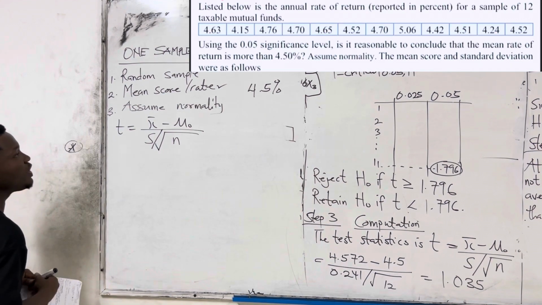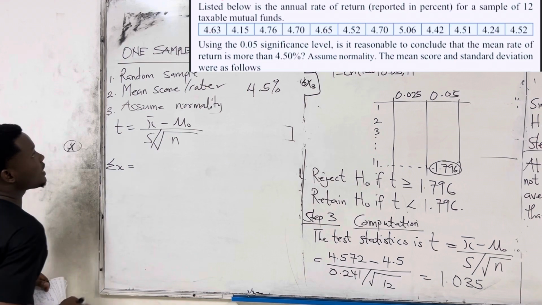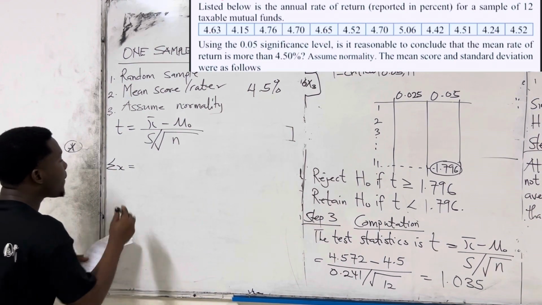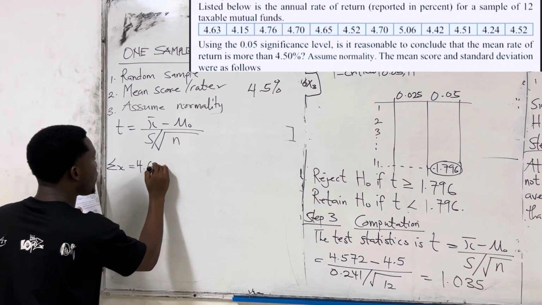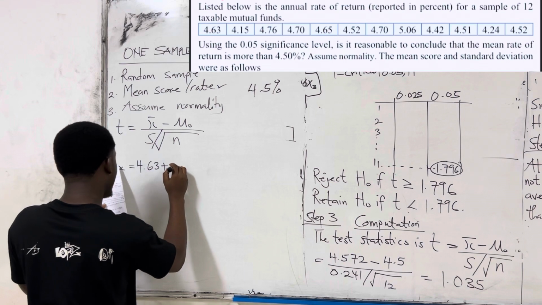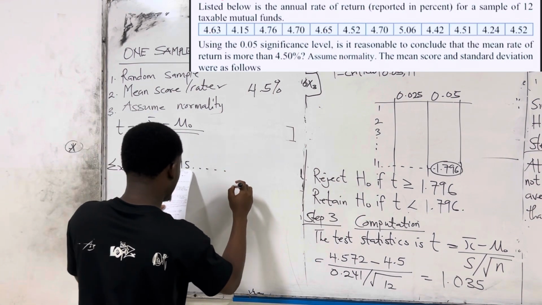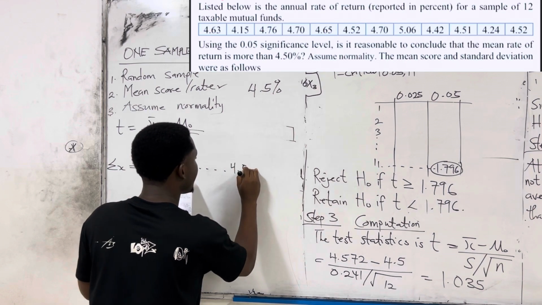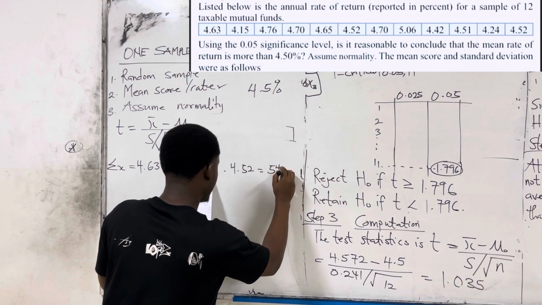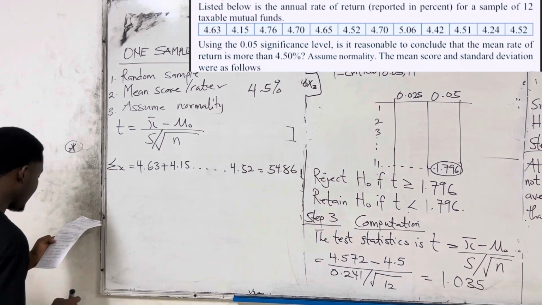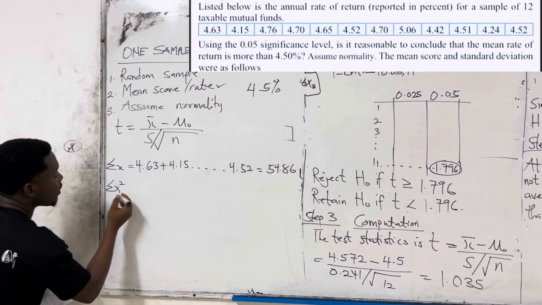Finding the mean means you have to get the summation of x. The summation of x means you add all the values that have been given to you in the question. So 4.3, 4.63, 4.15 up to 4.52. That will give you 54.86. And then we have to find the summation of x squared.